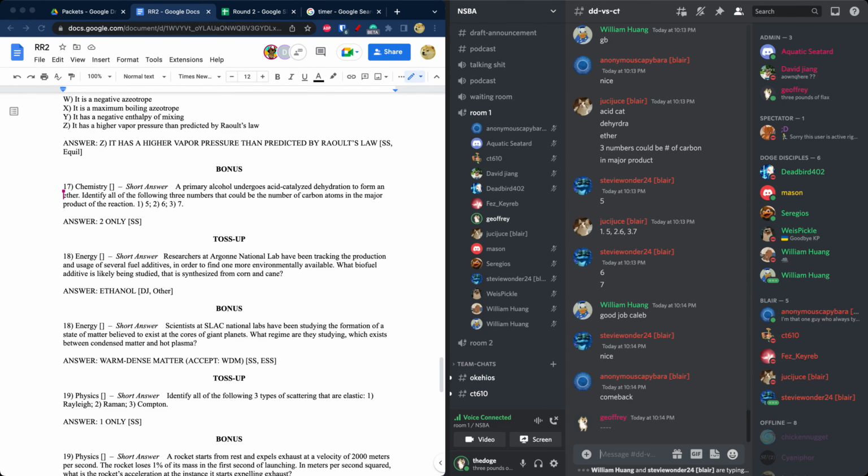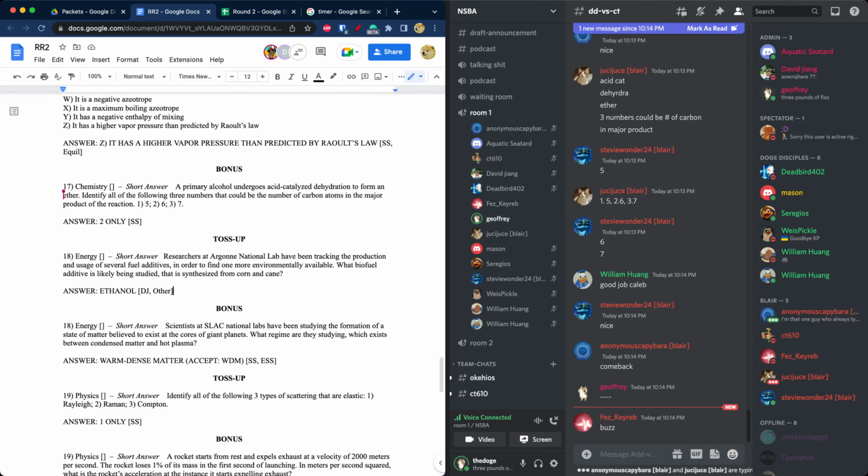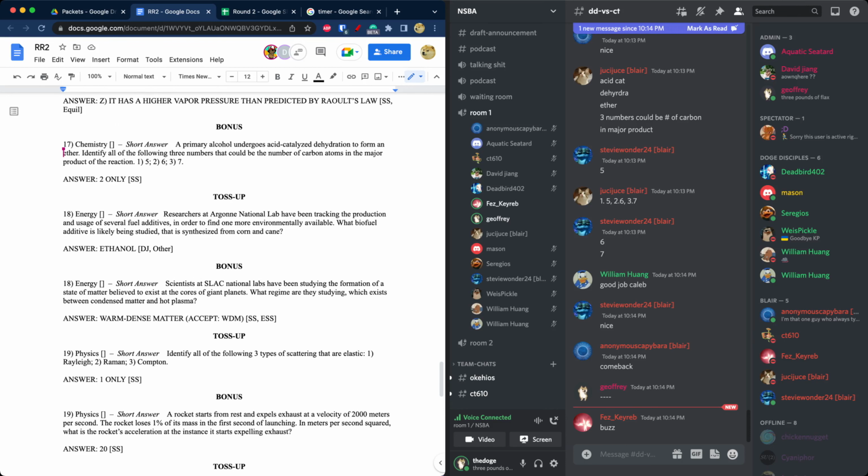Toss up energy short answer. Researchers at Argonne National Lab have been tracking the production and usage of several fuel additives in order to find one more environmentally available. What biofuel additive is likely being studied that is synthesized? Interrupt Fez. Ethanol? That's correct.